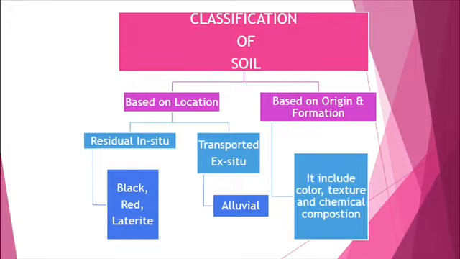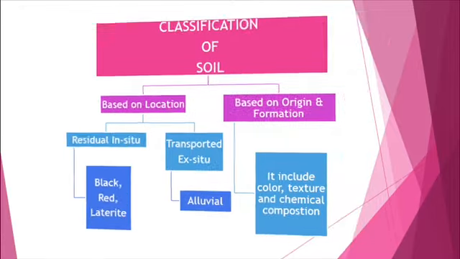That means this soil is not formed at the place, it is formed in the other areas, like rivers start from the upper course, but the soil is formed in the middle and lower course. Next basis is the soils that are classified on the basis of origin and formation, on the basis of their color, texture and chemical composition.